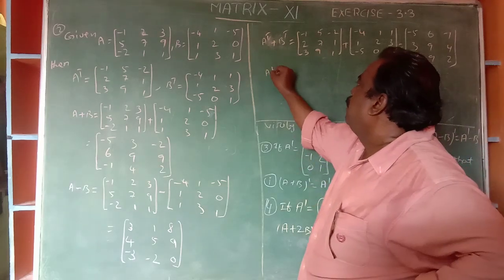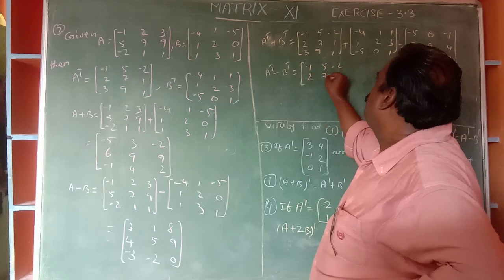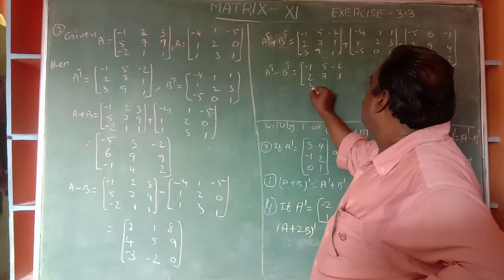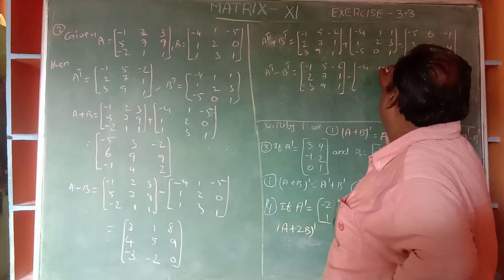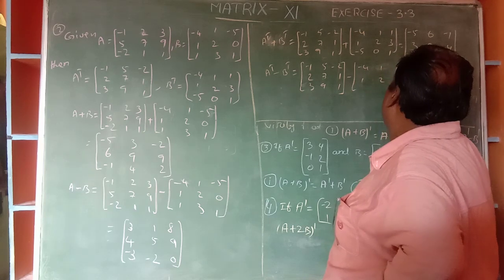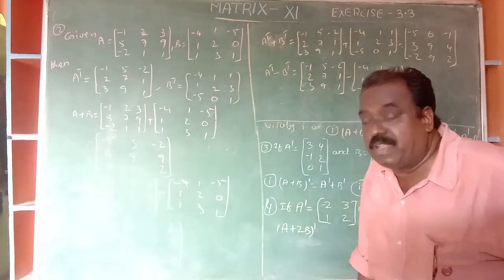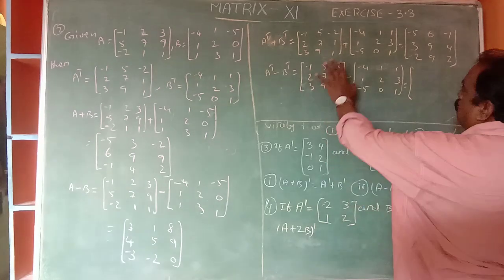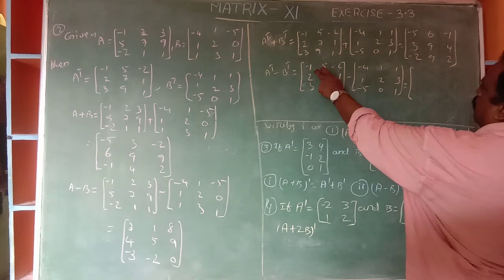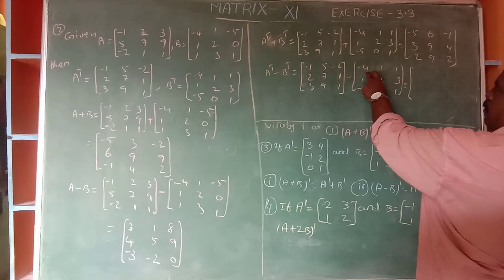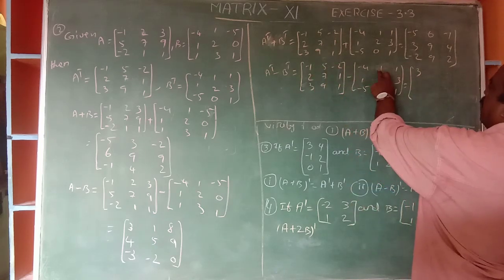Now, similarly, A transpose minus B transpose. A transpose is 1, 5, minus 2, 2, 7, 1, and 3, 9, 1. B transpose is minus 4, 1, 1, 1, 2, 3, minus 5, 0, 1. Here also we are taking the difference. Be careful, the same A transpose, B transpose. There it is addition, here it is subtraction. Minus 1 minus minus 4, minus 1 plus 4, this is 3.